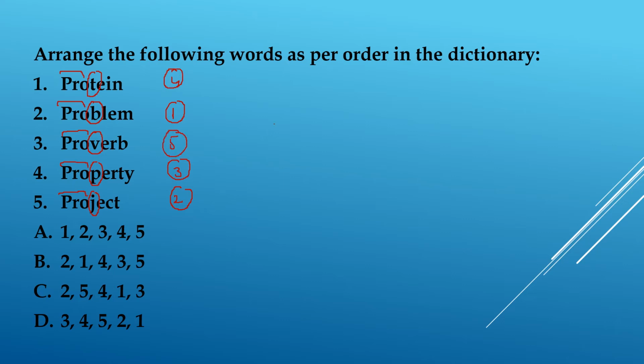That means we'll be starting with word number 2. Then comes word number 5. Then comes word number 4. Then at the fourth position we have word number 1 and at the fifth position we have word number 3. So 2, 5, 4, 1, 3. So option C is going to be the correct answer here.